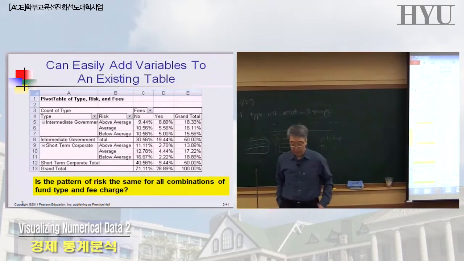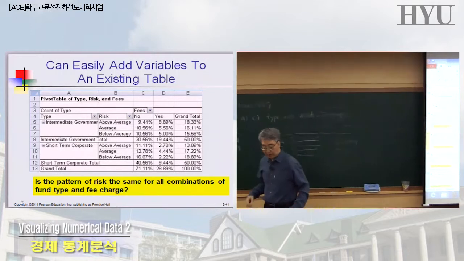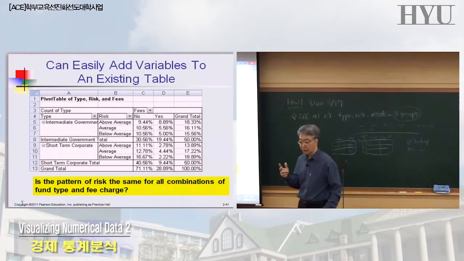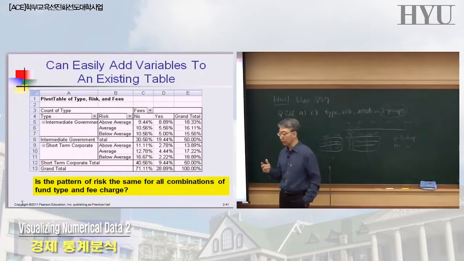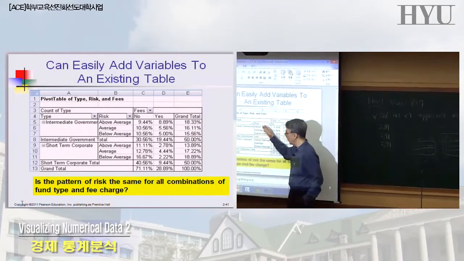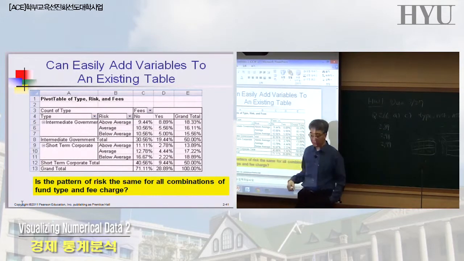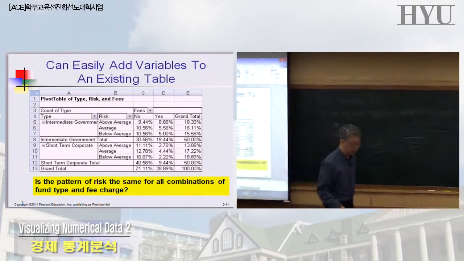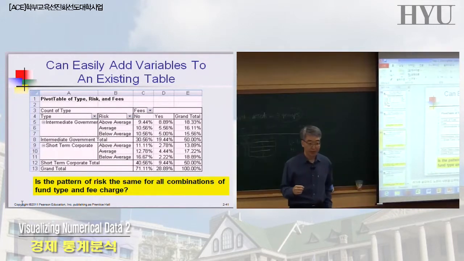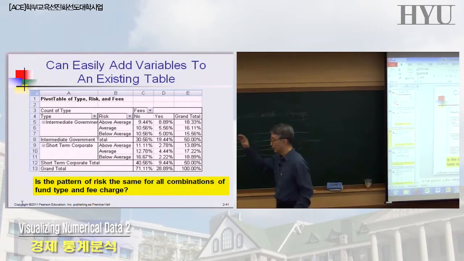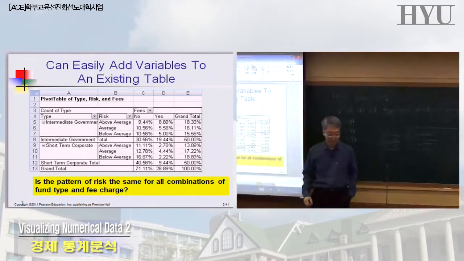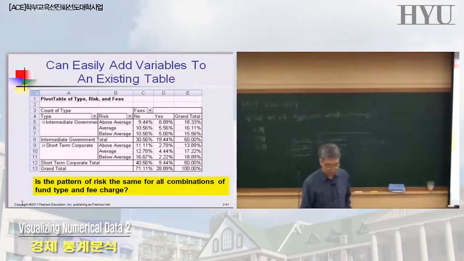Here we are adding another variable. Instead of two-way analysis, now we are getting into three-way analysis. So we have fees, type, and risk. We're including another variable. How can you do that? If you want to do this by hand, it's going to take some time. You have to draw all the boxes and calculate all these numbers. But using Excel, it is so easy.